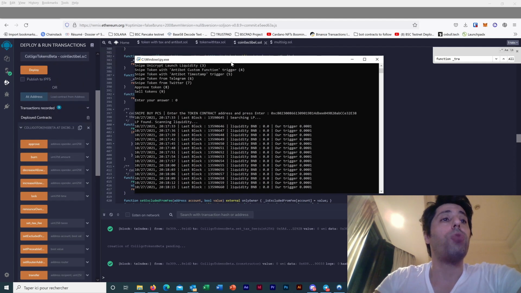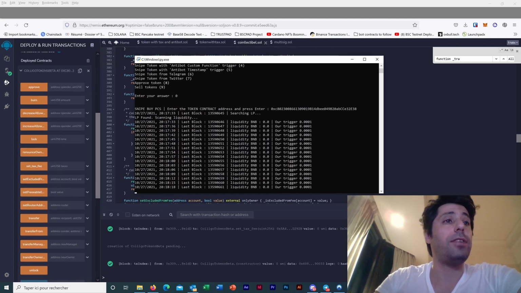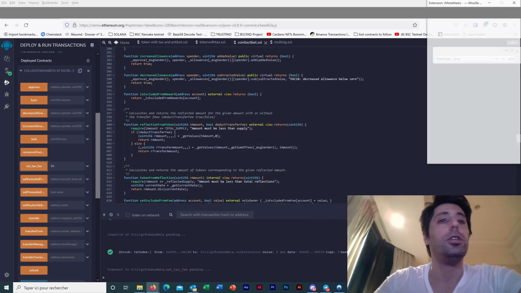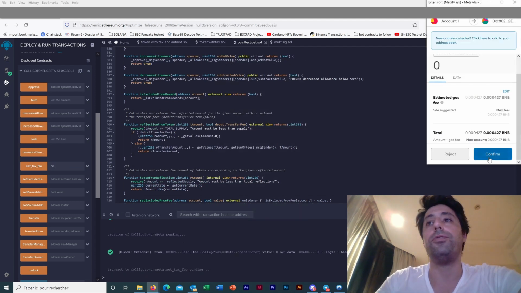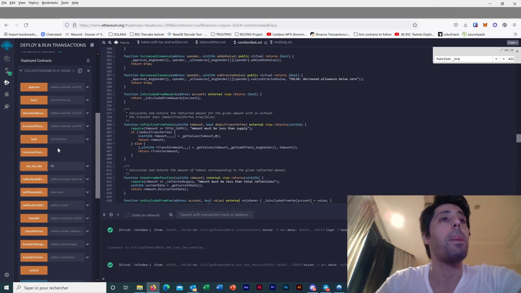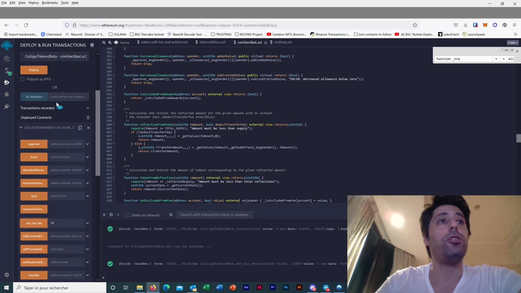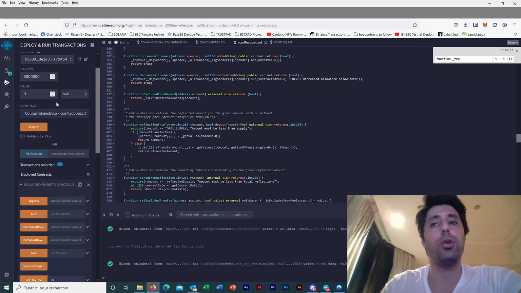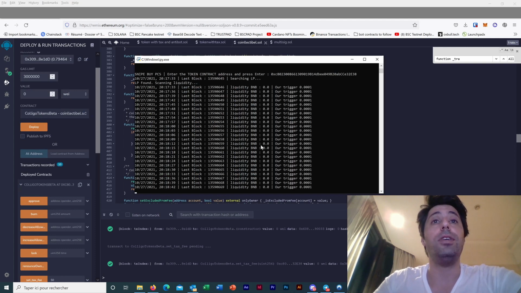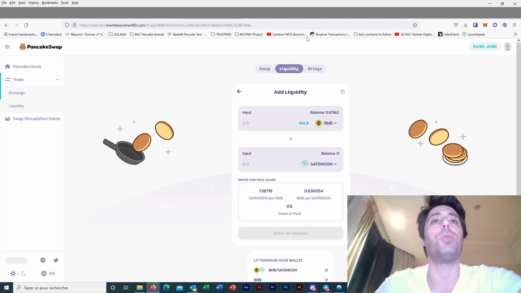So on my contract, I will set more tax. So I have already some tax for the reflection and everything, but I will add also another tax fee of 50%. Okay, it's done. So now this contract has a tax of more than 50%. So the bot is still scanning here. I will add now liquidity. So you will see what happened in the bot.